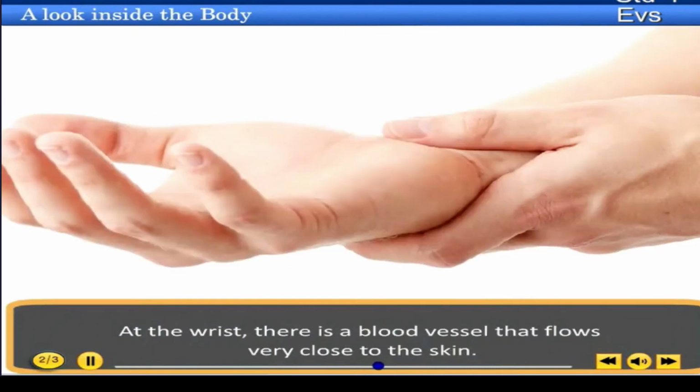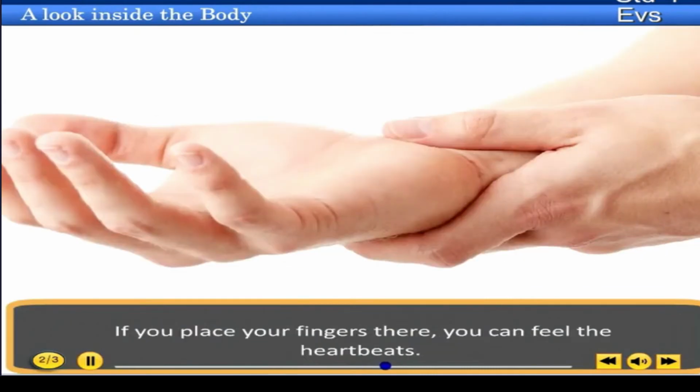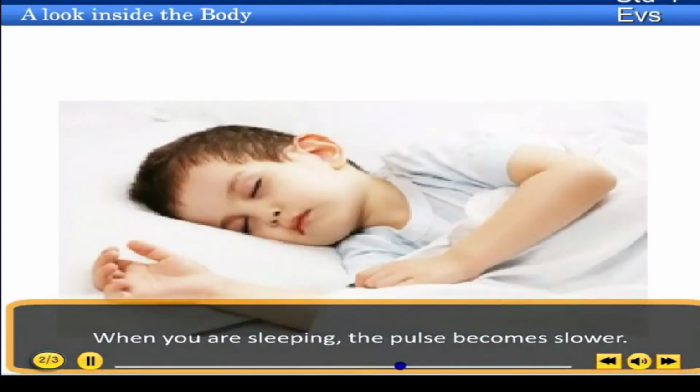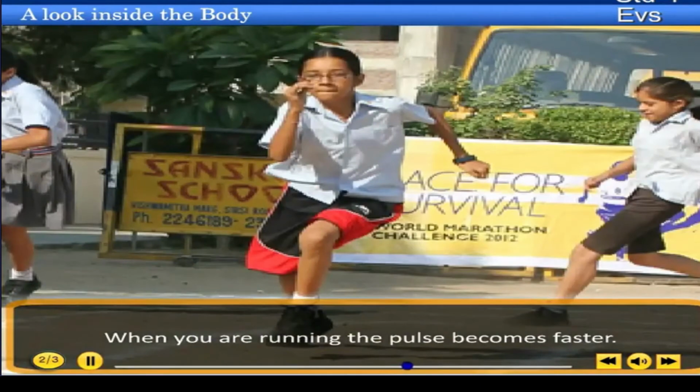At the wrist there is a blood vessel that flows very close to the skin. If you place your fingers there, you can feel the heartbeat. This is called feeling the pulse. When you are sleeping, the pulse becomes slower. When you are running, the pulse becomes faster.